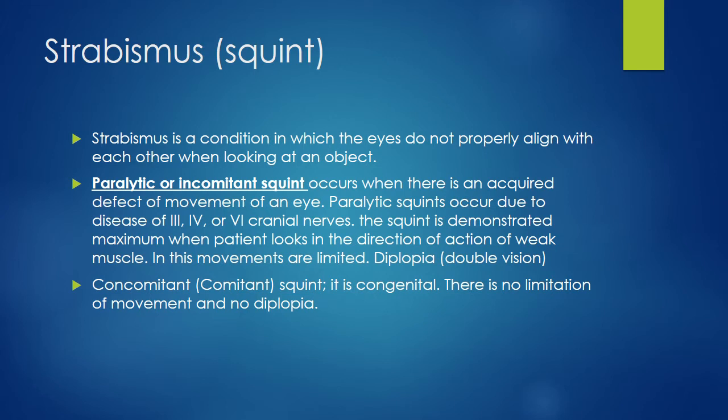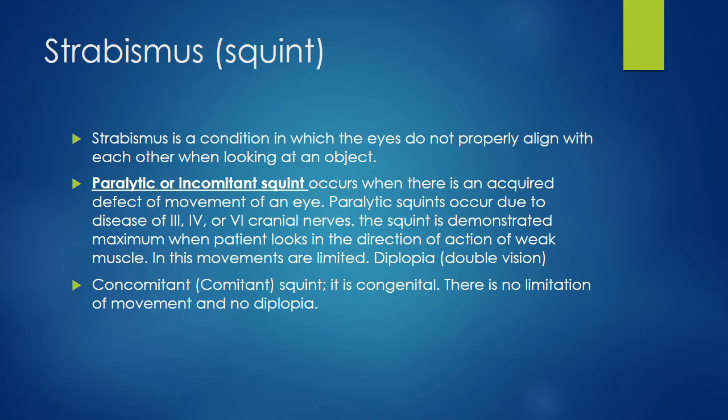Now we will discuss few important clinical points related to extraocular muscles and their nerve supply. Number one is strabismus, which is also called squint. This is due to weakness or paralysis of muscle, and in this condition, when one is looking at an object, the two eyes do not properly align with each other. It can be paralytic or concomitant squint. Paralytic squint is an acquired type of defect, and it is due to diseases of third, fourth or sixth cranial nerves which supply the extraocular muscle.